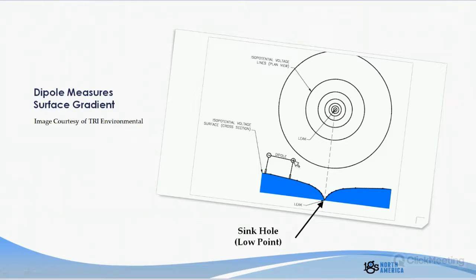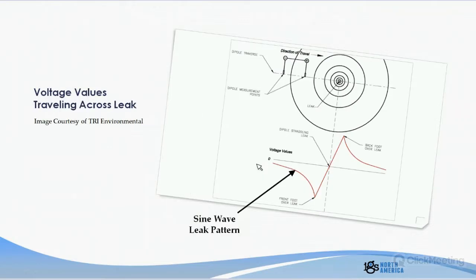If we're measuring from the front foot to the back foot, you're going to get a negative value as you approach a leak, and you're going to get a positive value as you travel past the leak. And this is what it actually looks like in the voltage values as you travel across this leak. Above, we have the dipole apparatus. It's going right past the leak, and we have the voltage plotted as it travels past that leak.